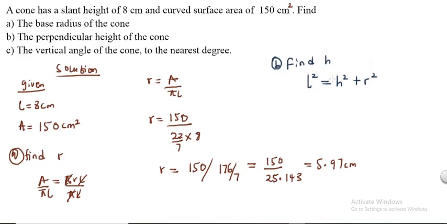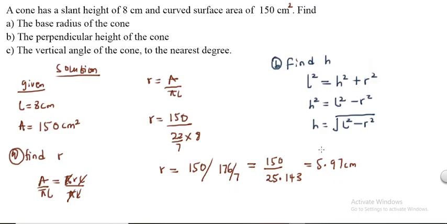Making h squared the subject of the formula, h squared is equal to L squared minus r squared. And then if we take the square root to make h the subject, h is equal to the square root of L squared minus r squared. So using this formula, we can get the value of h.